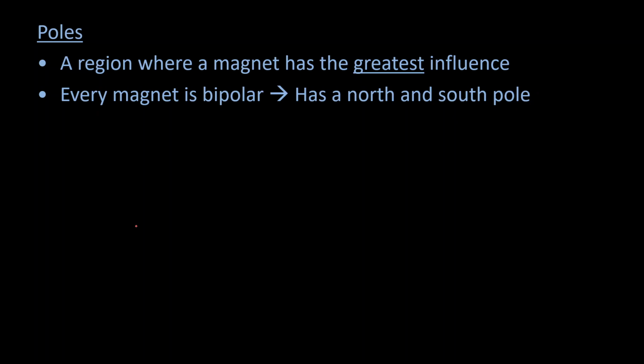Okay, so moving on with our vocabulary, just to remind ourselves, when we use the word pole, it means an opposite area, so opposite region. For example, here it says a region where the magnet has the greatest influence, and that every magnet is bipolar. So it just means it has two poles. So two, bi for two, polar for opposites, two opposites. And we call those north and south.